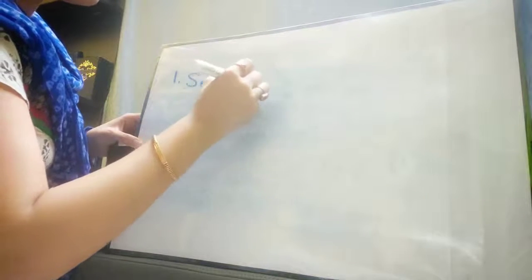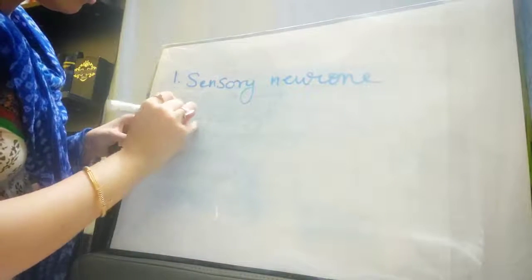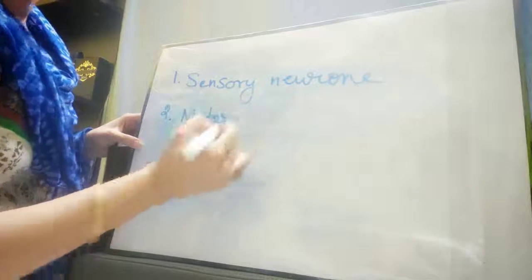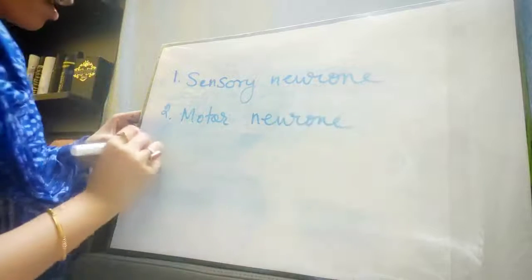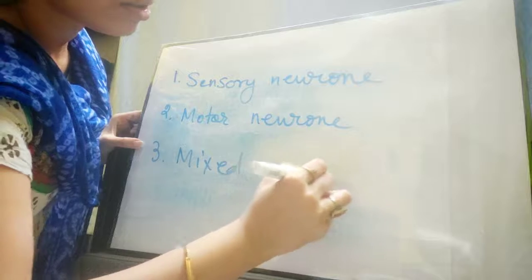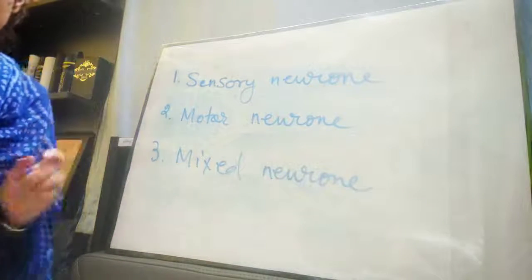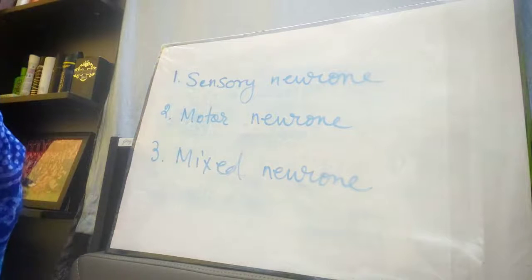There are basically three types of nerves, based on their function. Number one is the sensory nerves or sensory neurons. Number two, motor neuron. And number three, mixed neuron. These are the three types of neurons or nerves based on their function.